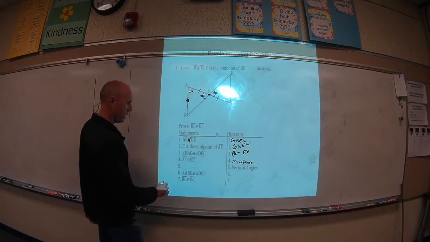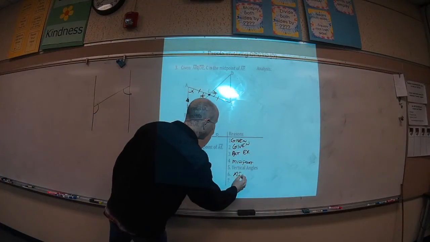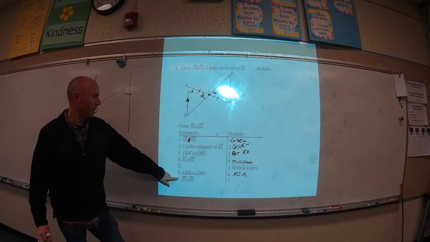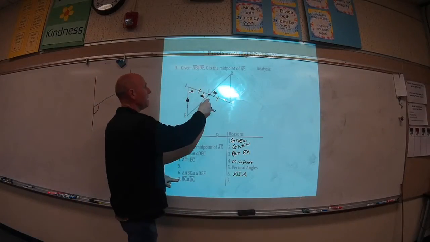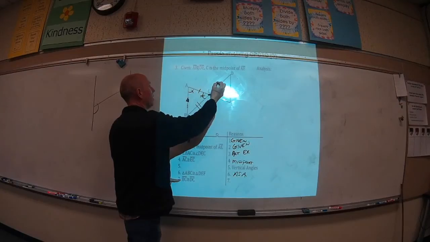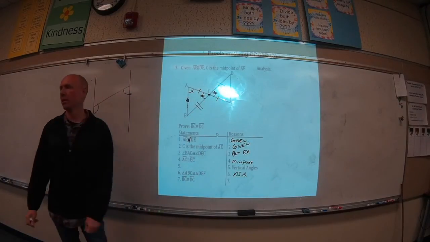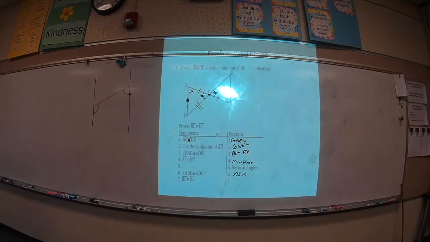Now, this is ASA. And BC is congruent to DC. BC is congruent to DC. How do I know that those two guys are congruent? Nice. That's our kind of ending thing he's taught us today.